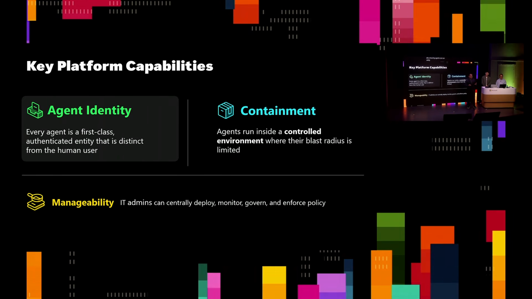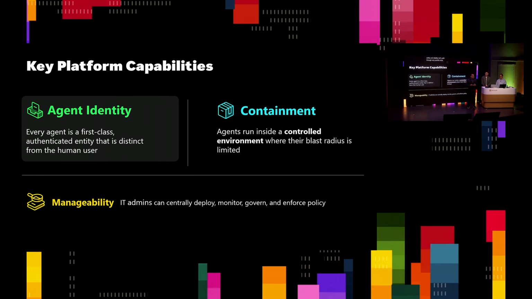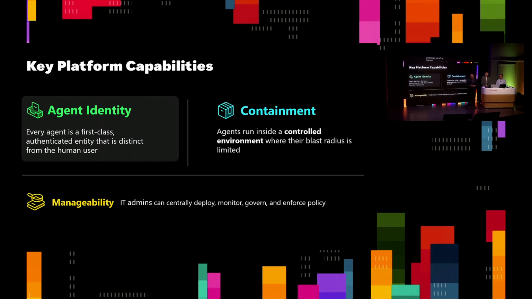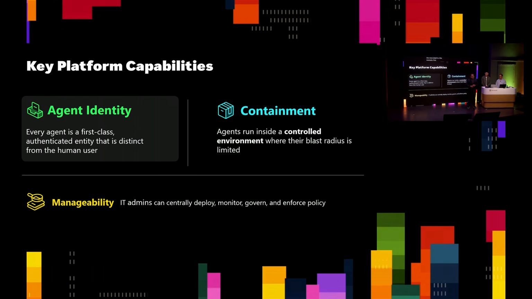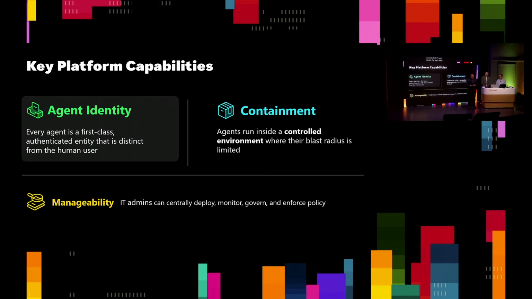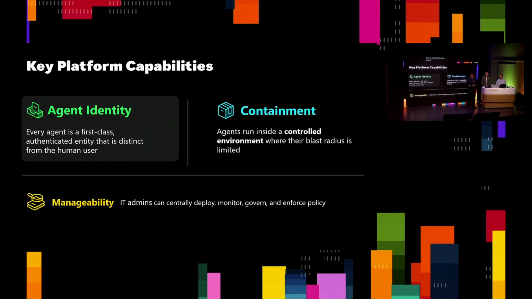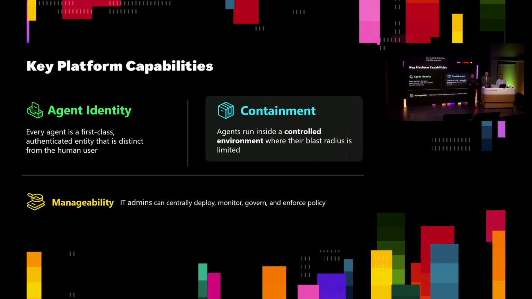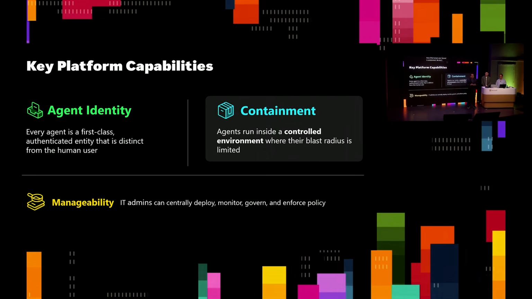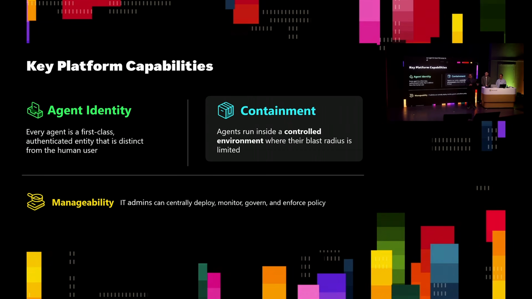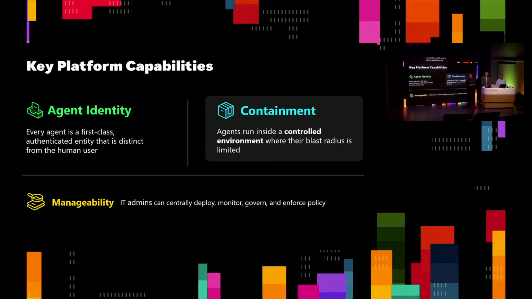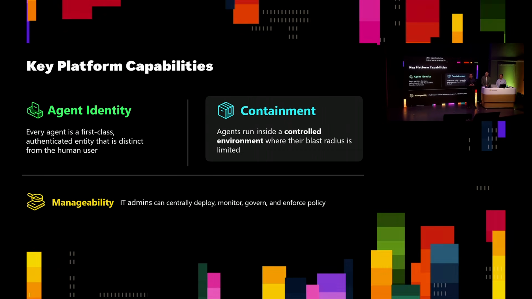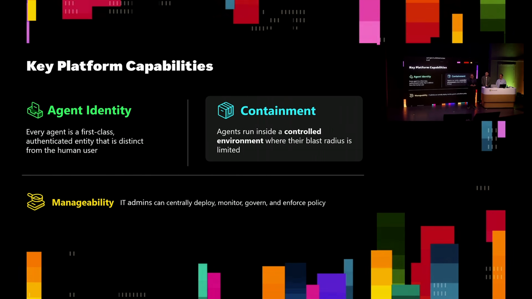First, it's agent identity. The agent needs to have an identity distinct from that of the human user. Second is containment. We don't want our agent to have full access to all the capabilities that we have as people. We can't give it unfettered access to all of our files and all of our data. We need agents running in a controlled environment where their blast radius is limited.